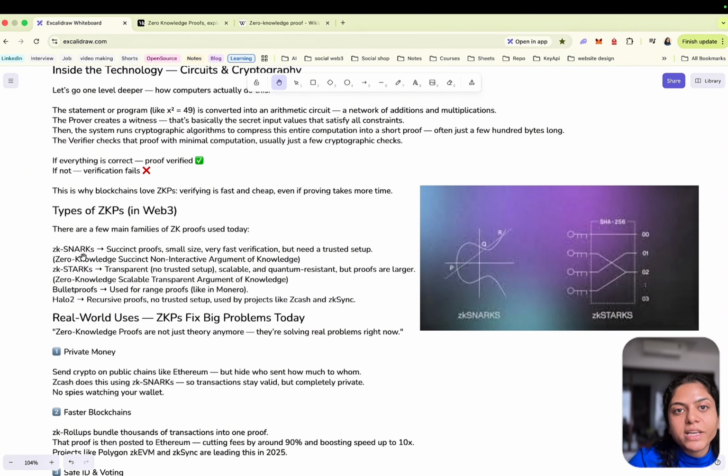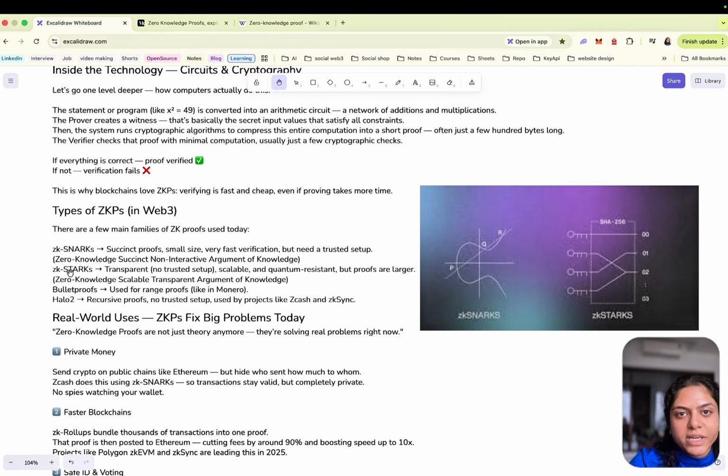First is zk-SNARK. zk-SNARK means zero-knowledge succinct non-interactive argument of knowledge. It works on the type of algorithm that you know already. Succinct proof, small size, very fast verification, but it needs a trusted setup. With this, you get a small size and fast verification, and the proper proof that is needed.